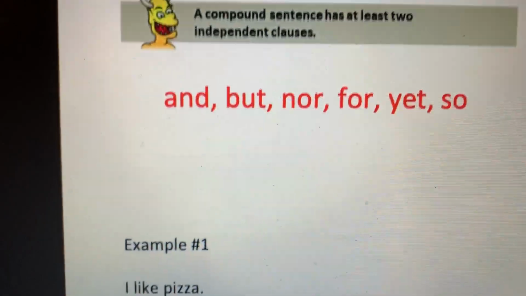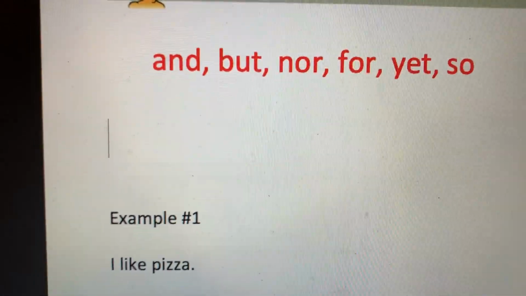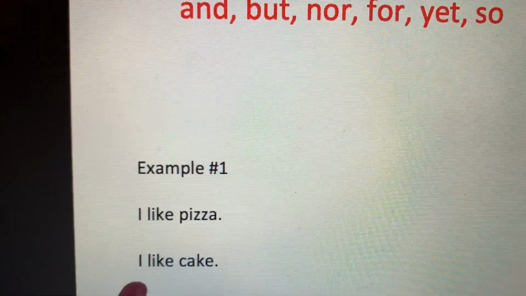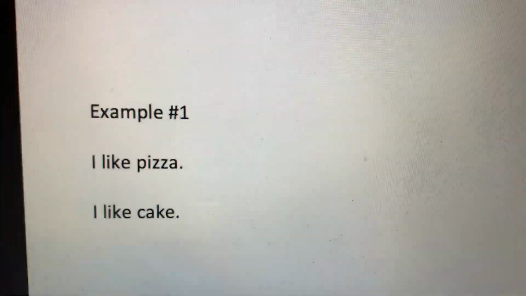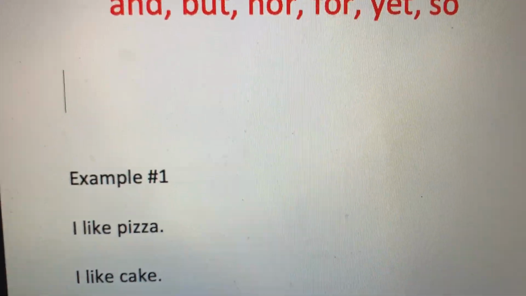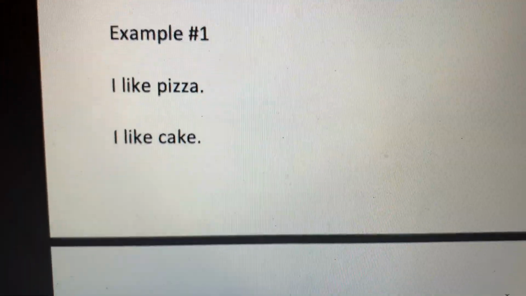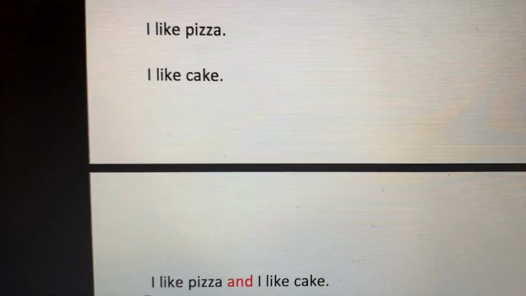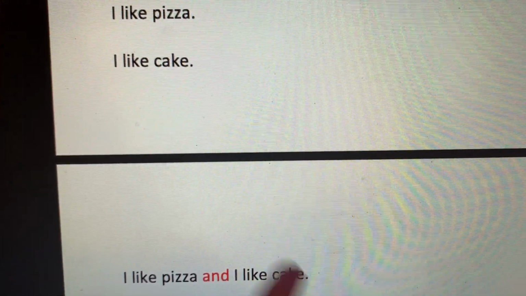So here I have an example I came up with. I have the sentence, I like pizza. Then I have the sentence, I like cake. Now, those are two independent clauses. They can be two separate sentences and they make sense alone. Now, when I put them together using one of our joining words, our key words, it's going to become a compound sentence. So watch what I mean. Instead of I like pizza. I like cake. Now it's I like pizza and I like cake.